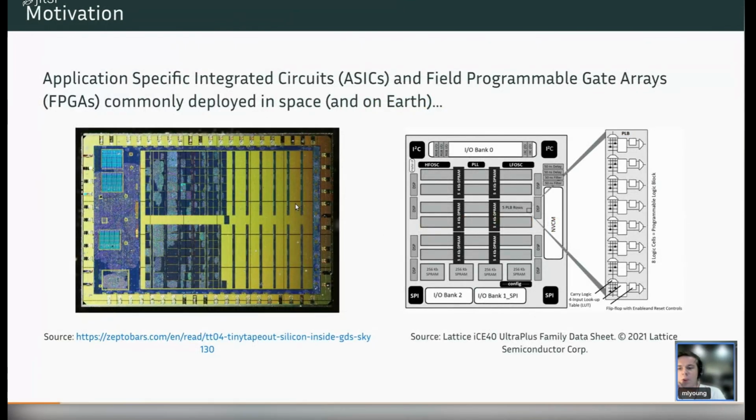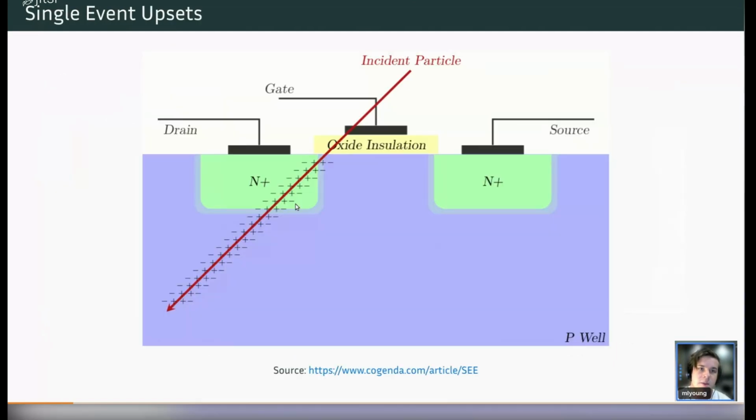When we talk about TMR, the main motivation is that when we want to deploy ASICs and FPGAs, not just terrestrially but also in space, they can be subject to single event upsets. Single event upsets are chiefly caused by ionizing radiation, as you can see here, coming through and striking a transistor, which, through complicated semiconductor physics, will cause a bit flip, which basically injects a fault into the system.